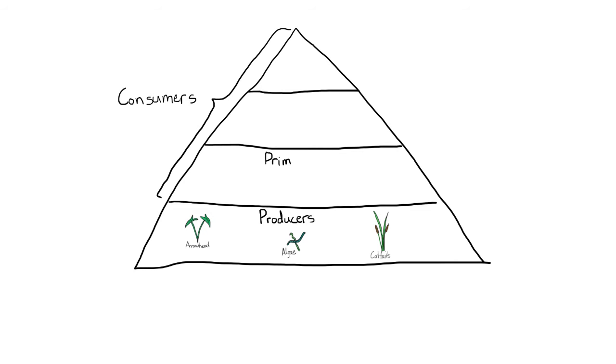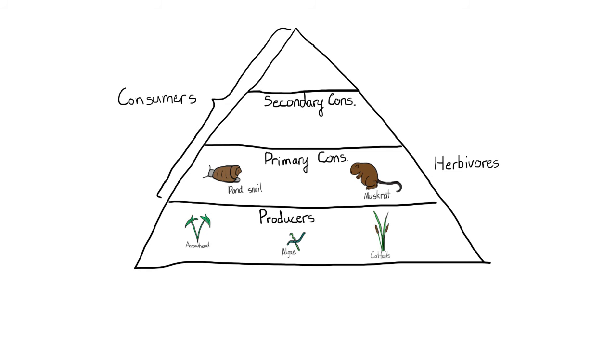So the primary consumers, not surprisingly, eat the producers. Another term for this would be the herbivore, such as the muskrat or the snail. Next up on this list would be the secondary consumers. Secondary consumers eat primary consumers. So these would be carnivores, such as our frog and sunfish.